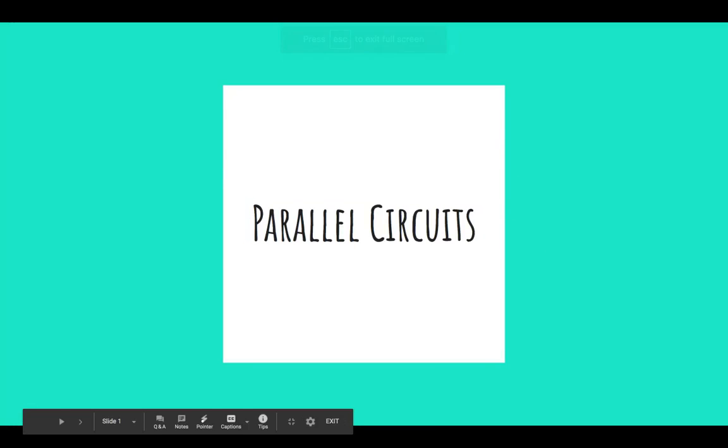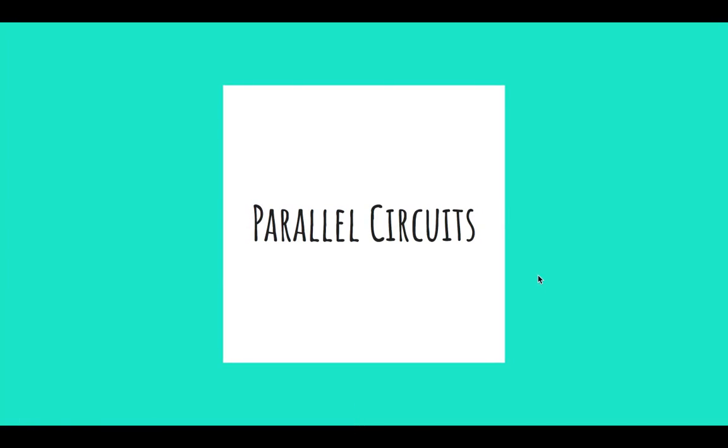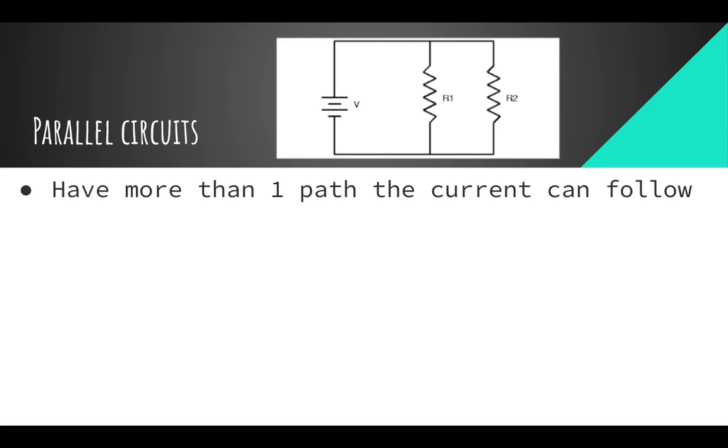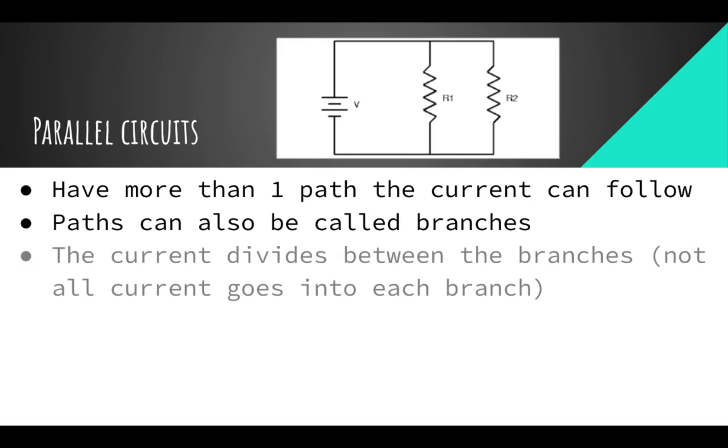Okay, so the other day we focused more on the series circuits. Now we are looking more at the parallel circuits. Just to refresh again, parallel circuits have more than one path that the current can flow. Paths can also be called branches. The current divides between the branches. Not all current goes into each branch.